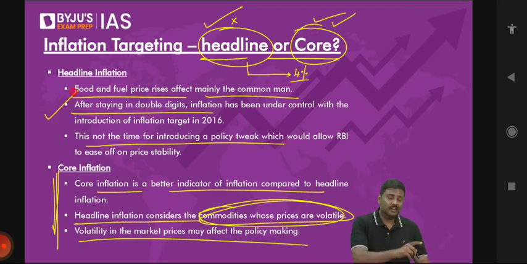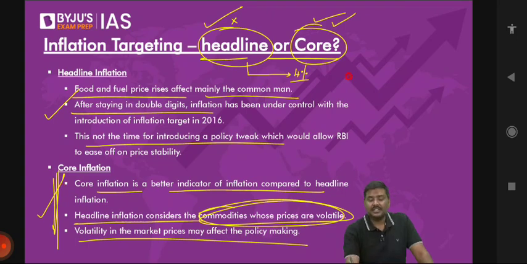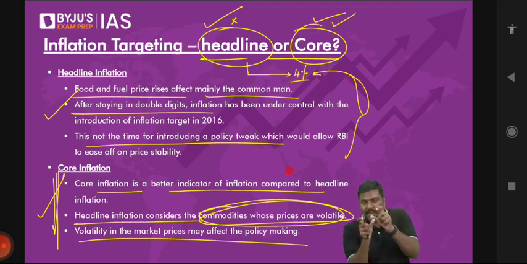But again, I'll repeat it. We are still using headline CPI for policy making. Is it okay? Because we are making our policies based on headline CPI, this is referred to as nominal anchor. Is it okay? I'll repeat it.